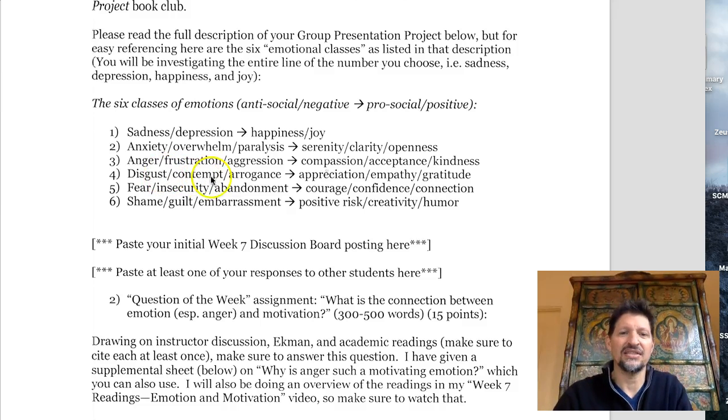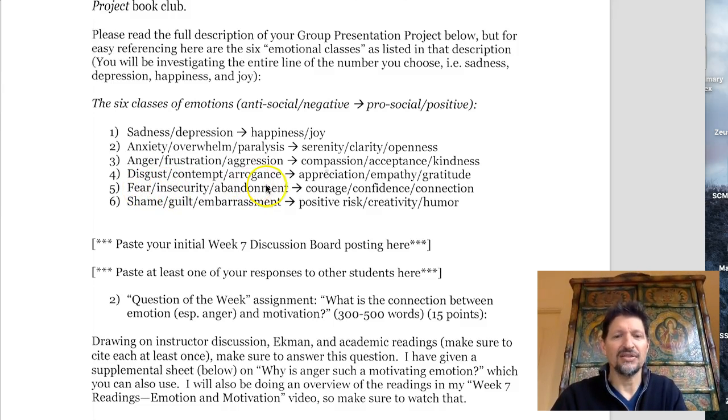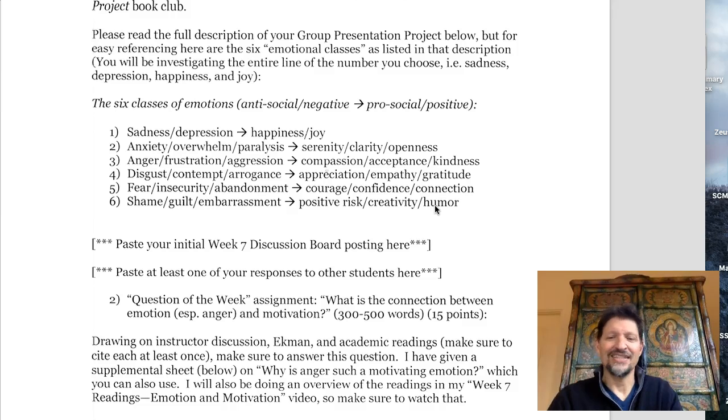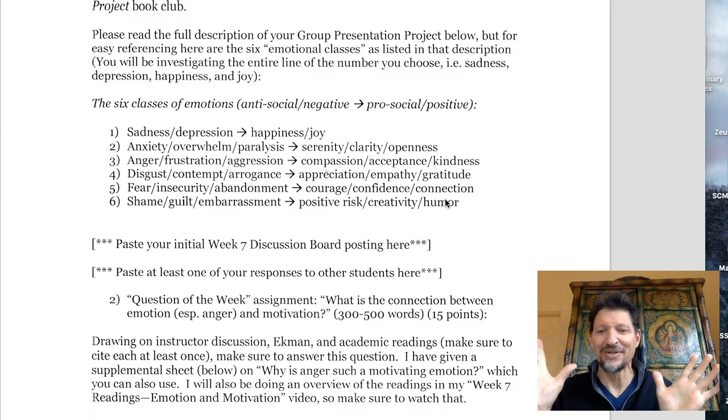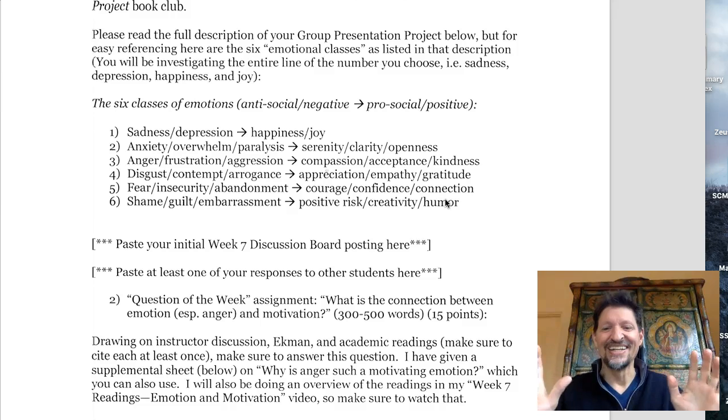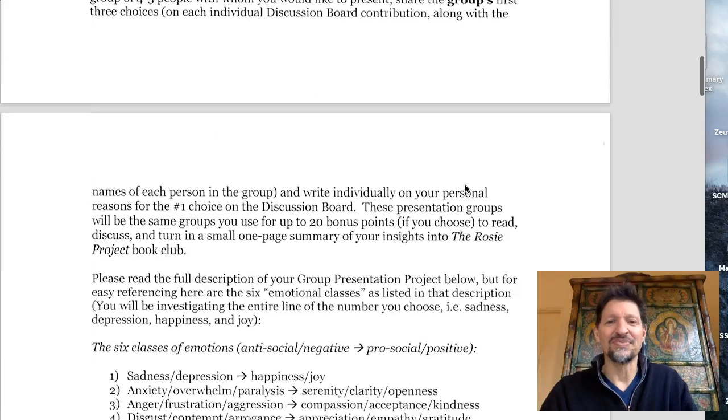But again, disgust, contempt, arrogance becomes appreciation, empathy, gratitude. Number 5, fear, insecurity, and abandonment, hopefully transformed to courage, confidence, connection. And finally, number 6, shame, guilt, and embarrassment, transforming toward positive risk, creativity, and humor. Okay? And again, these aren't exact opposites, embarrassment and humor, but you get the idea. Having a sense of humor, not taking yourself so seriously versus, oh my God, everyone's looking at me. So you get the idea here and what we're trying to do, okay?